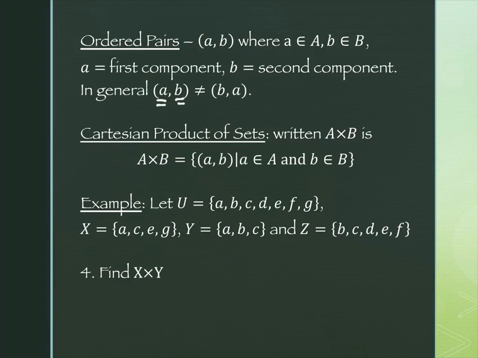All right, so we've got a universal set. It's the letters A through G. We've got X, Y, and Z. These are how we defined them last time when we were working with these examples too, so it's just the same. And we're going to find X cross Y.